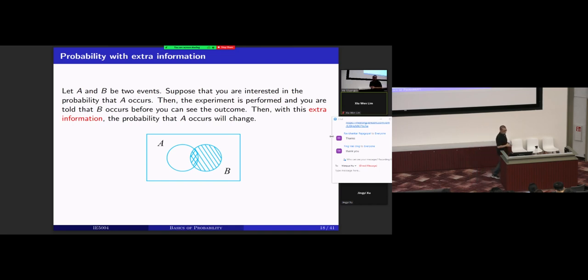Because of this, if you're still interested in the probability of A, the chance that the outcome is in A should be here. If it is in A, it must be in the intersection of A and B, right? Because you know B occurs. If A also occurs, then the outcome must be in the intersection of A and B. So generally speaking, the probability will change. And such a probability is called conditional probability. Conditional means that you know B occurs. B is the condition. B is an extra piece of information. You know this extra piece of information, your effective sample space will change. The probability will also change, right?